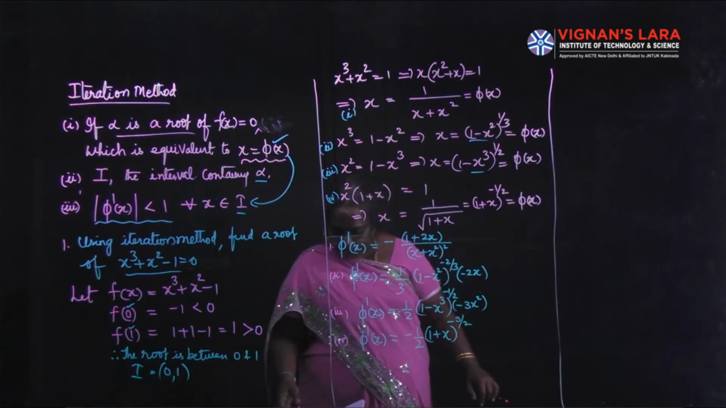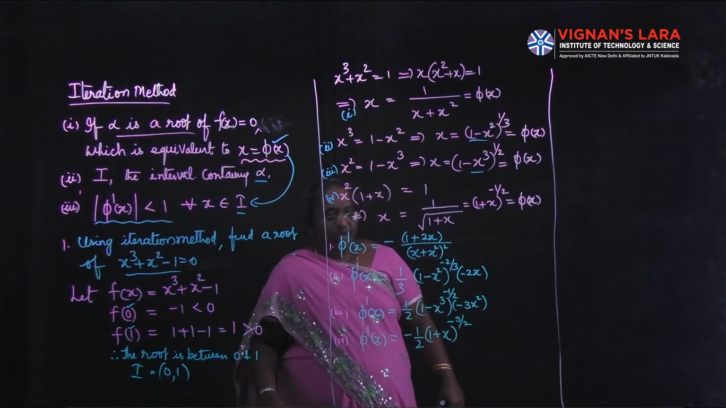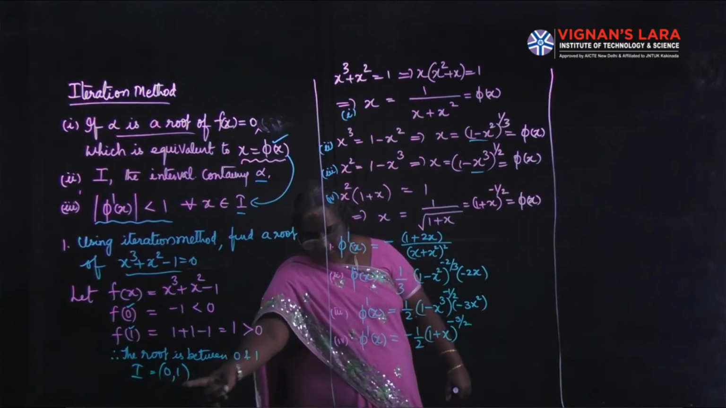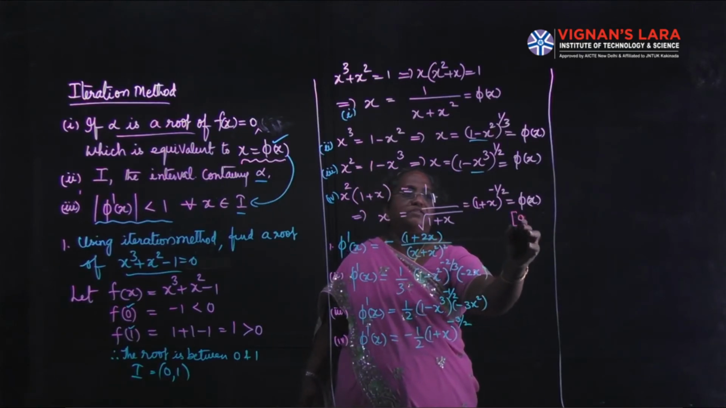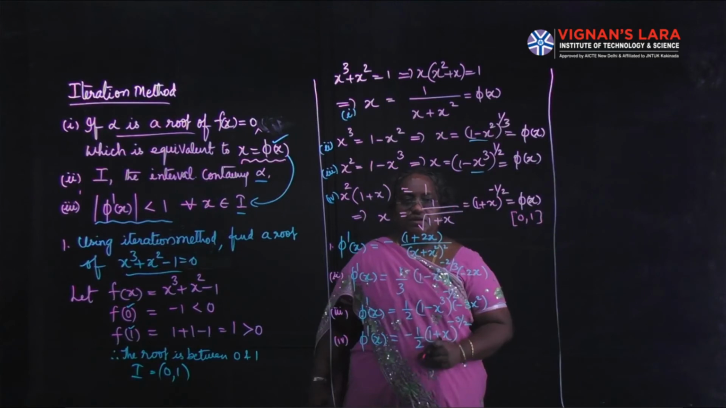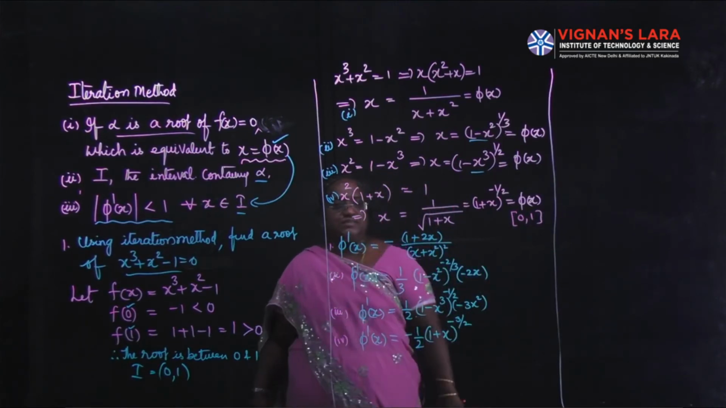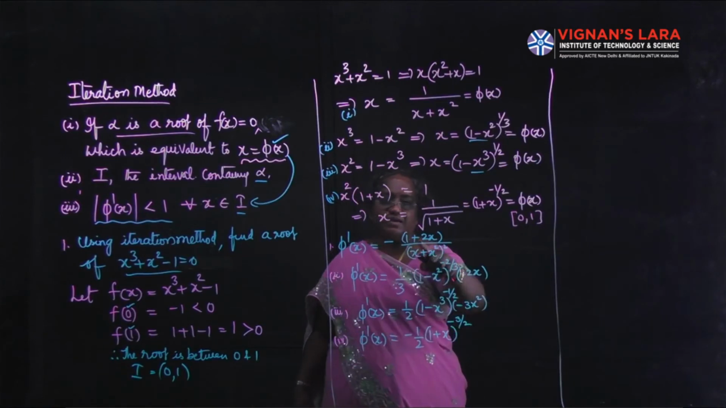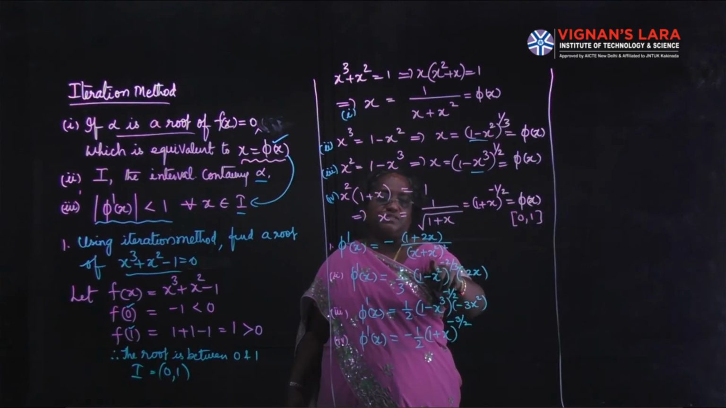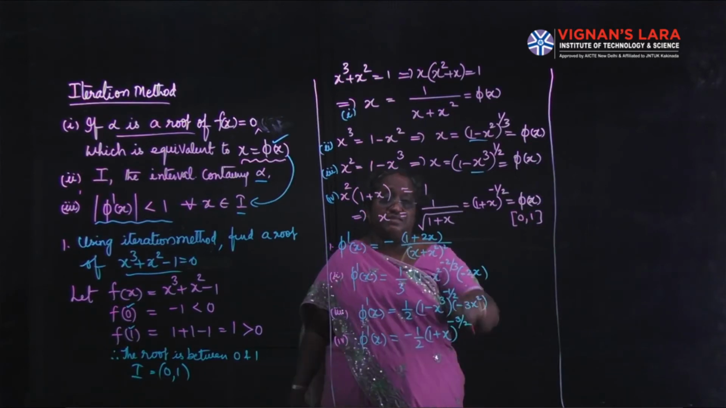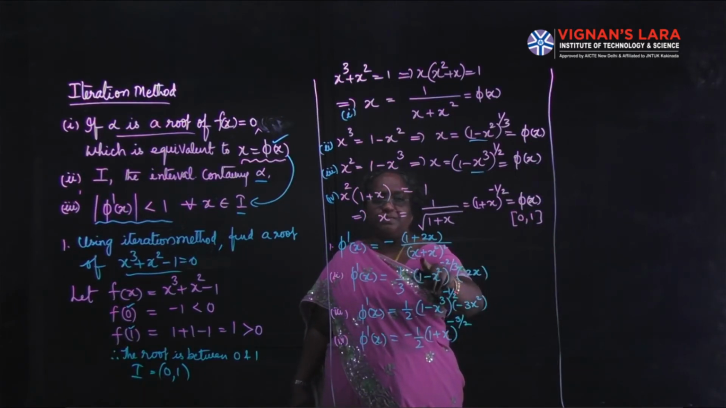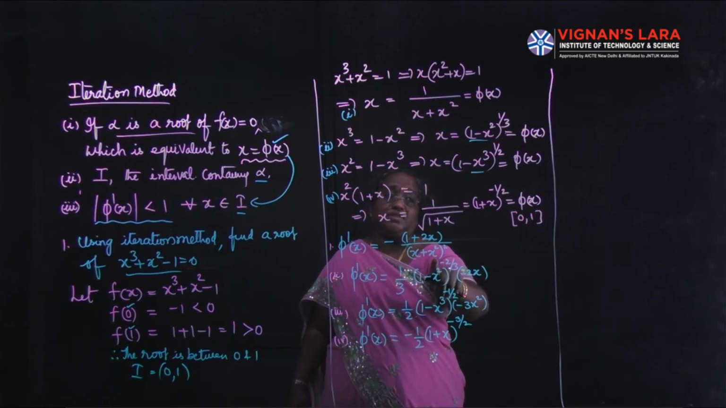For all these possible cases, now we have to verify in the interval. What is the interval? 0, 1. The value of phi dash x, for whatever value we take between 0 and 1, should be less than 1. Now you can feed these functions in Calc and check. If I substitute x as 0, 1 by 0 is infinity. It is not less than 1. So for the 0 value we get infinity.